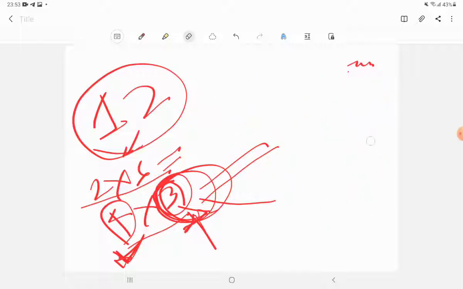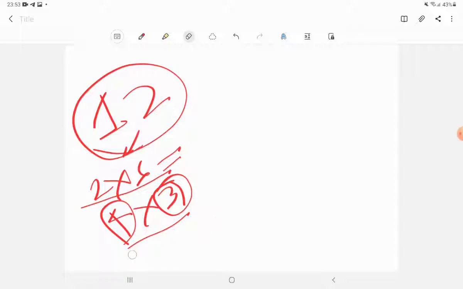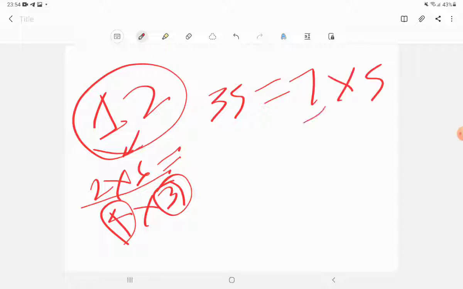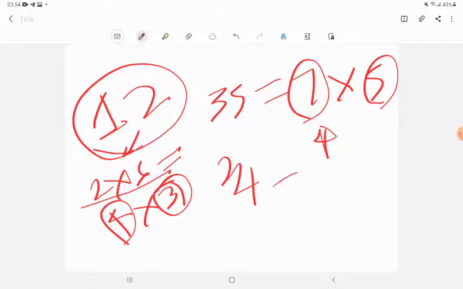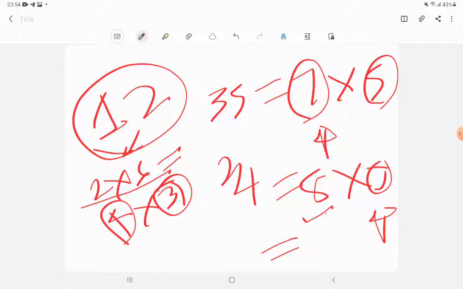So in the representation, if you represent the given number where at least one is prime, then you can say that the pair is coprime. In the case of 35, let's say you represent it as 7 into 5. Here 7 is prime, or 5 is also prime, so this is a coprime pair. In the case of 24, you can represent it as 8 into 3. Here 3 is a prime, so irrespective of the other number, this is a coprime pair.